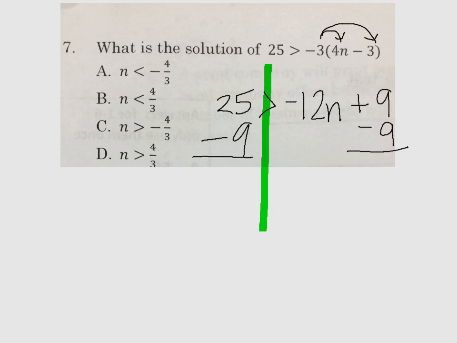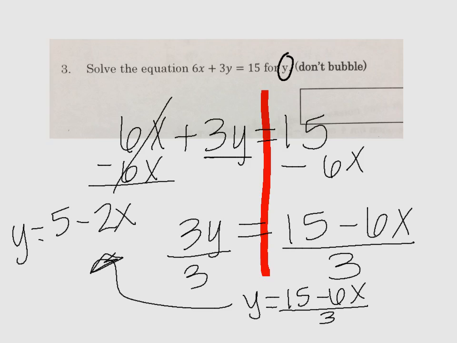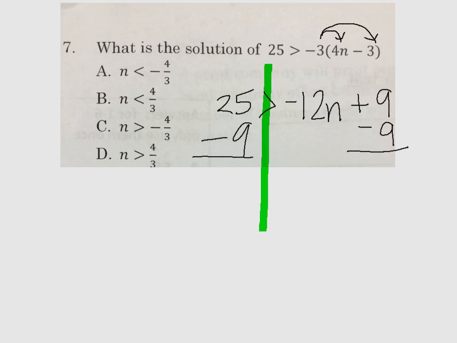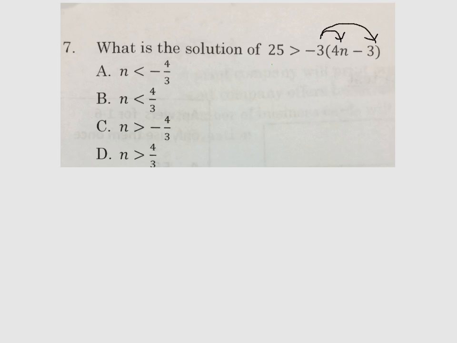I just blanked out for a sec. 14. 14 is greater than negative 12n. No, that's wrong. Hang on a second. Okay, let's start over real quick.